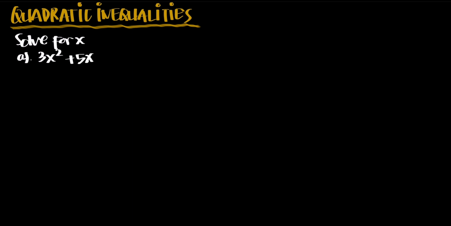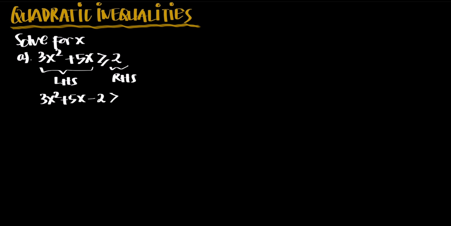Again, we have two sides here. This is the left hand side, and that's the right hand side. What we're going to do is move the 2 on the right hand side to the left, so it turns into ≥ 0. So 3x squared plus 5x minus 2 ≥ 0.